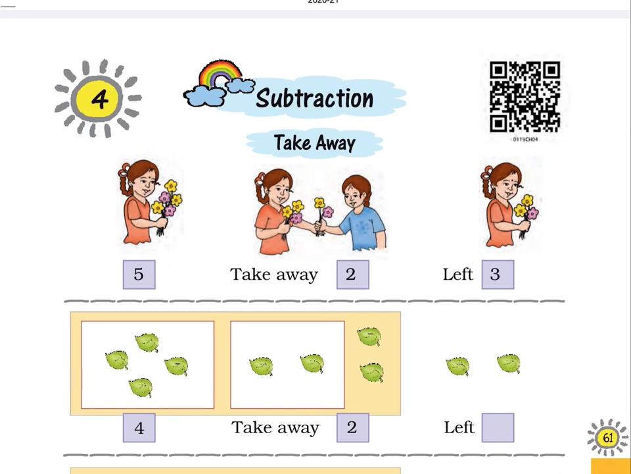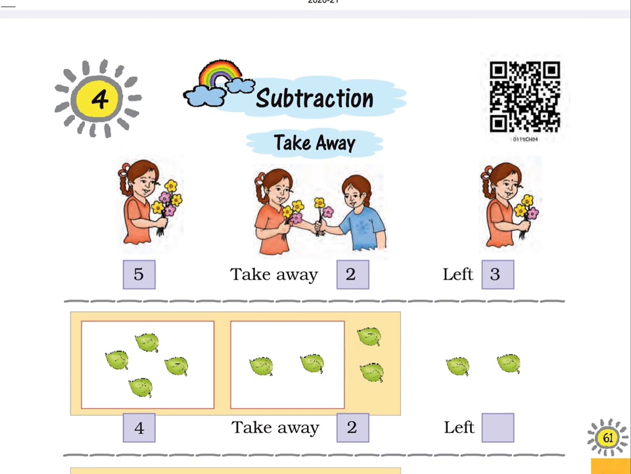CIET NCERT presents audiobook Mathmagic 1, Textbook in Mathematics for Class 1, Chapter 4, Part 1, Page 61. Subtraction, also titled Take Away. This page is divided into 4 parts. Each part has 3 pictures.